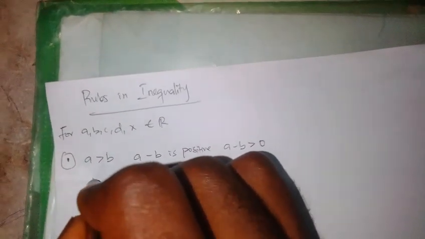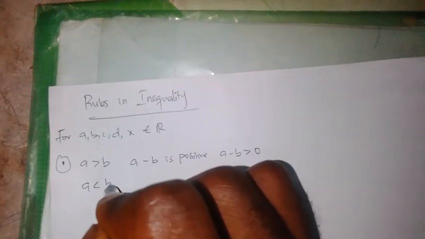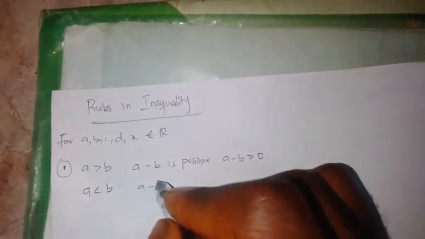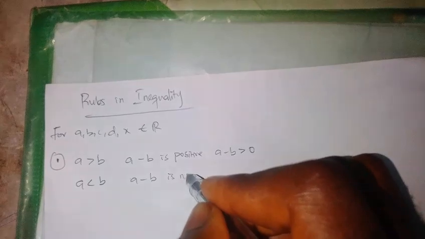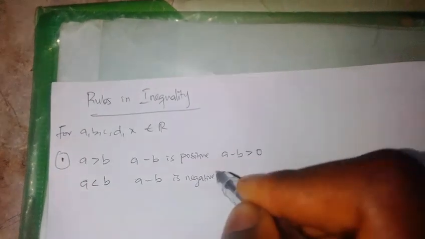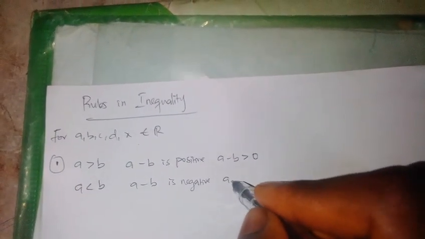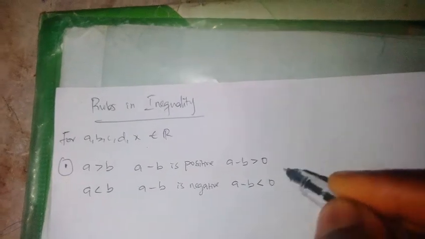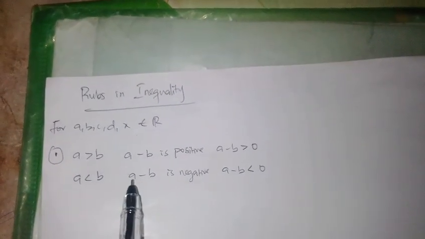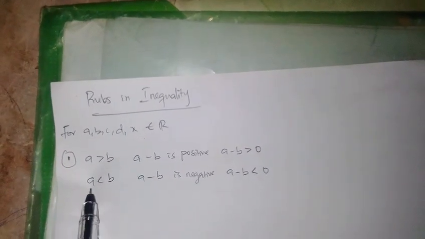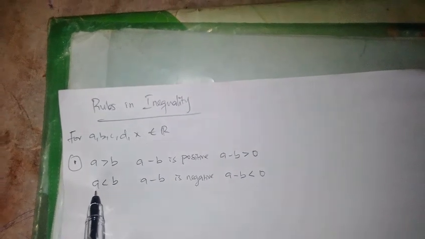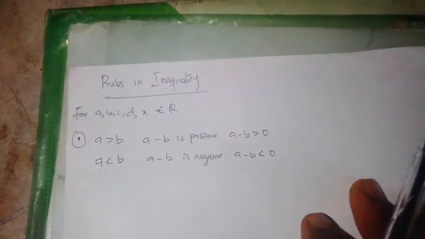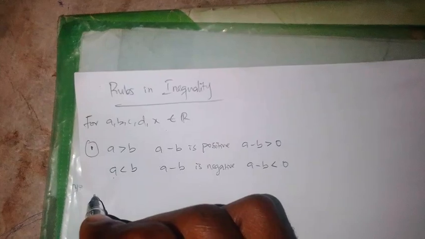Now, also, A is less than B implies that A minus B is negative, which is, A minus B is less than 0. So, when this one comes here, it becomes minus B, which means it is negative. I'll get a negative value in that case.